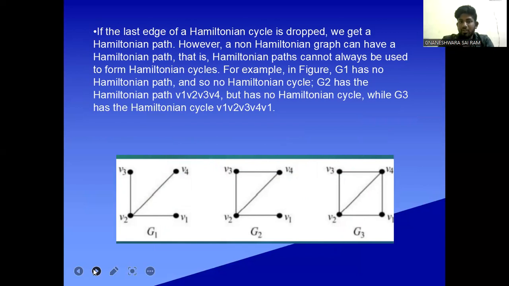However, a non-Hamilton graph can have a Hamilton path. That is, Hamilton paths cannot always be used to form Hamilton cycles. For example, in figure 1, G1 has no Hamilton path and so no Hamilton cycle. G2 has a Hamilton path V1, V2, V3, V4, but no Hamilton cycle. While G3 has a Hamilton cycle V1, V2, V3, V4, V1.